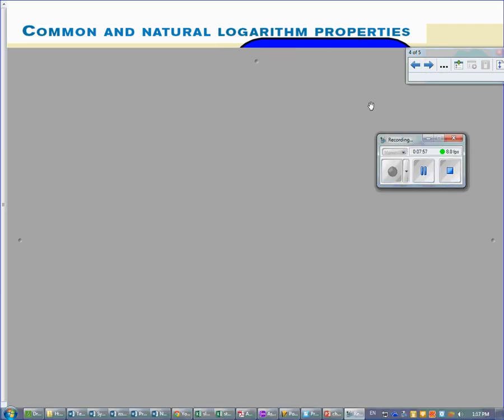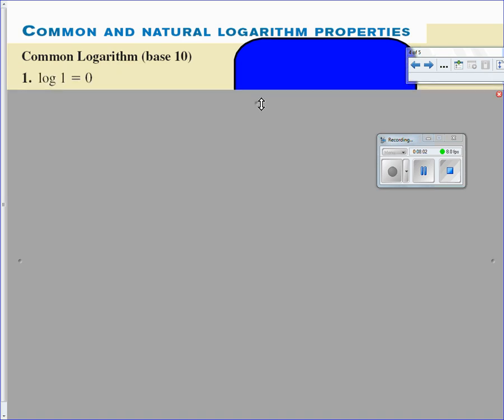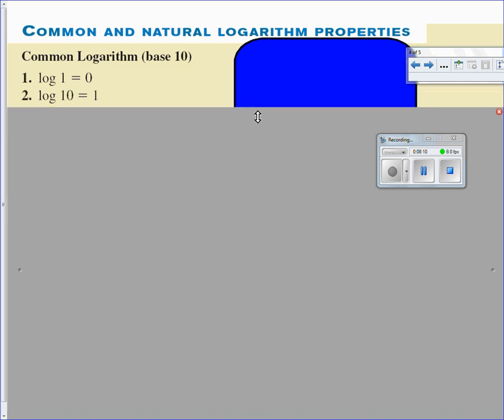We do want to talk about our common and our natural logs since those occur so frequently. So remember, our common log is base 10. So if I have the log of 1, remember that the log, no matter what the base is, the log of 1 is always 0. The log of 10, remember that there's a base here of 10 that you don't have to write in. When the base and that number match, the answer is 1, no matter what they are.